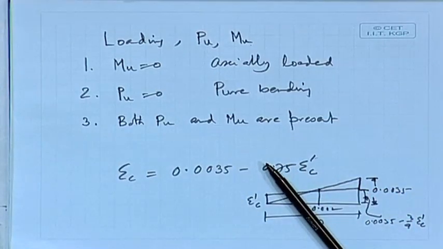So, what value of Pu and what value of Mu? If Pu is more, it does not mean that Pu and Mu have a linear relationship. So you have to do a certain kind of trial and error, and we have to find out at what percentage of steel both Pu and Mu are satisfied, for what percent of steel and what section.